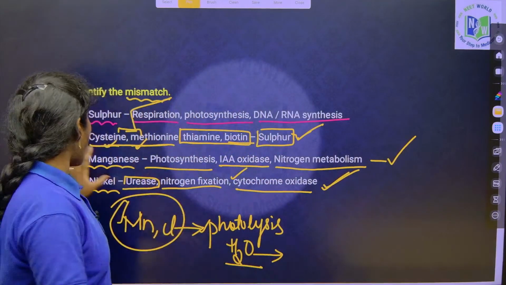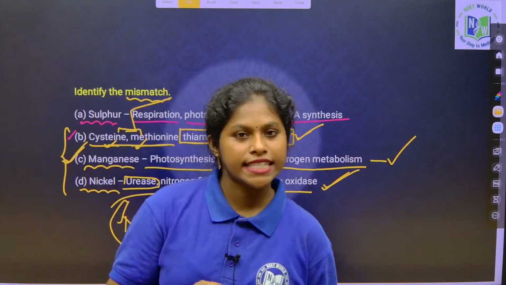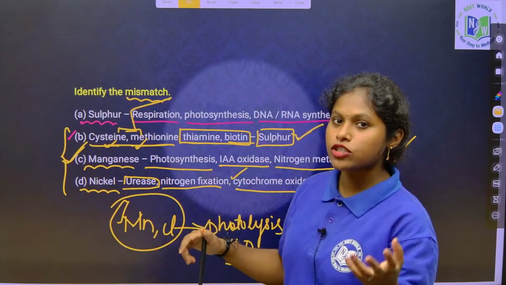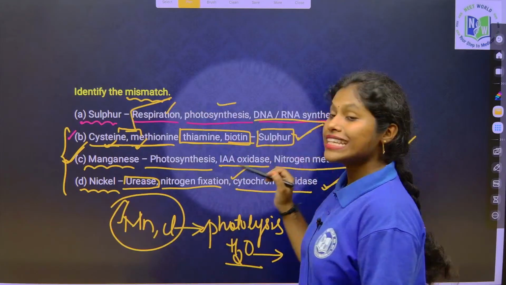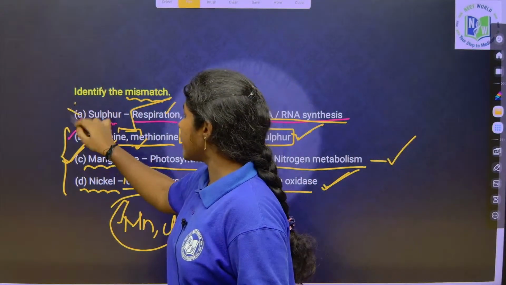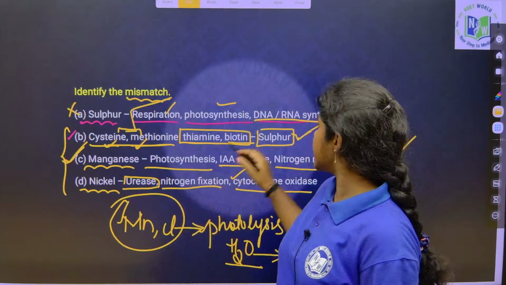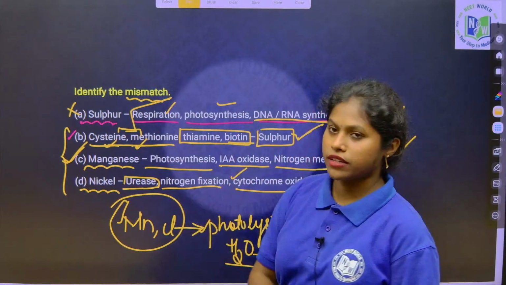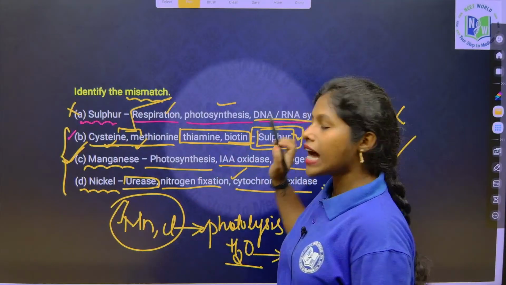But according to all three we studied it, right? According to the NCERT, we did not study sulfur being involved in respiration, photosynthesis and DNA RNA synthesis. Right? So that is why option A is the wrong option. So for the given question, option A is the wrong option. Got it, students? So remember, again the sulfur is asked, right?